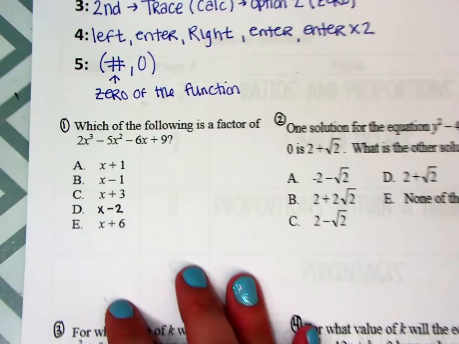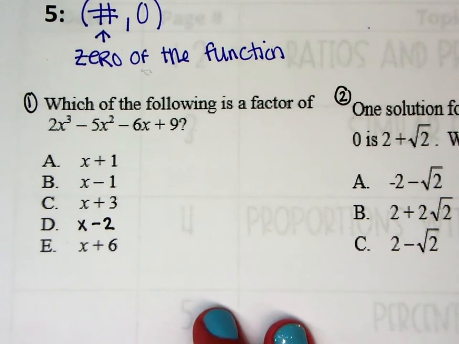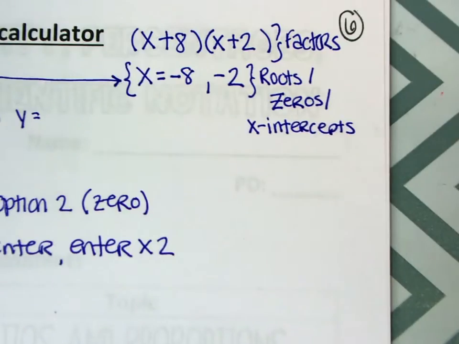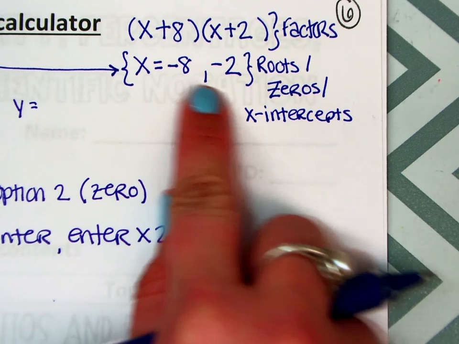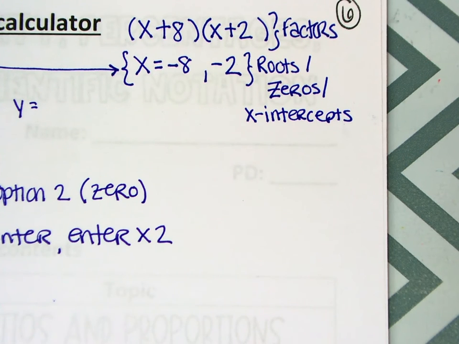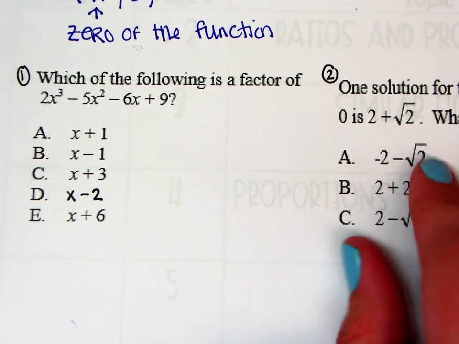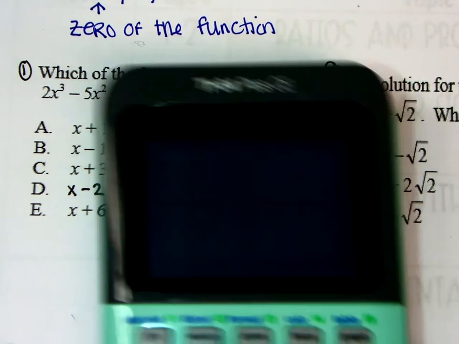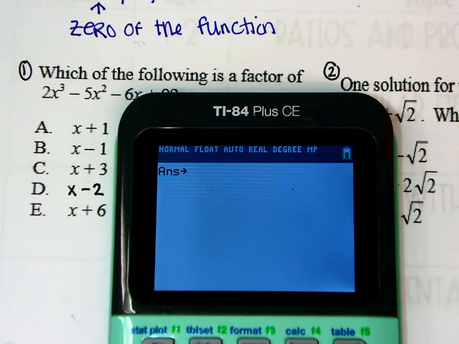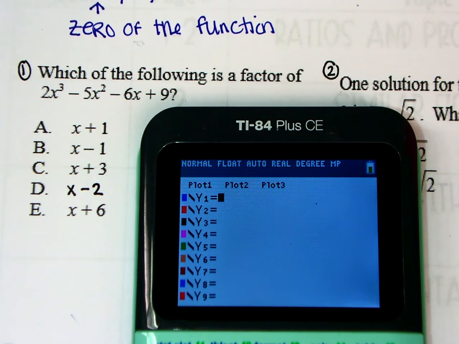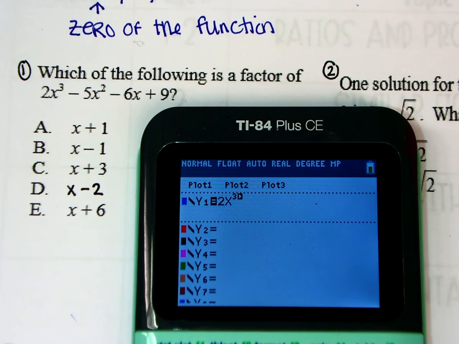So number 1 says, which of the following is a factor of this? What I'm going to do is reference back up here. We're going to graph it and find the zeros and go backwards. The way you go backwards is you use the opposite signs. So you can graph it. Now, if these are factors, I'm going to pull up the graph, and we're just going to graph it. So I'm going to go 2x^3 - 5x^2 - 6x + 9.